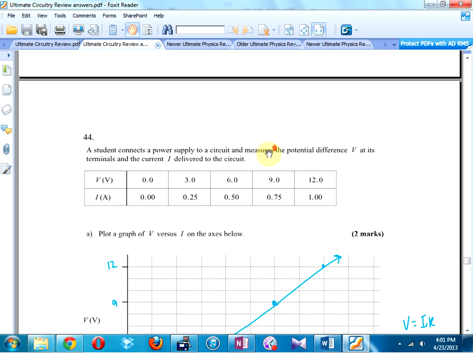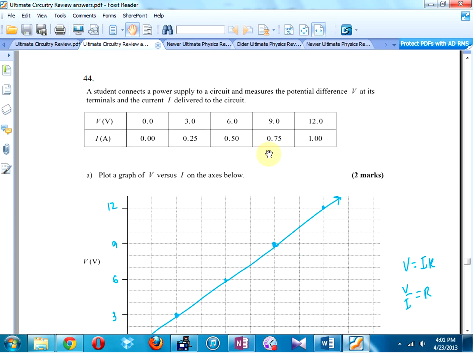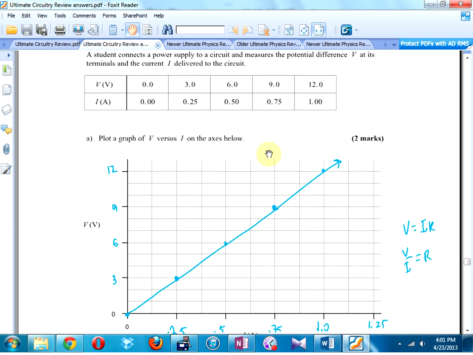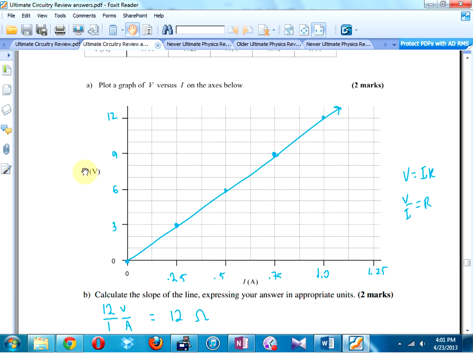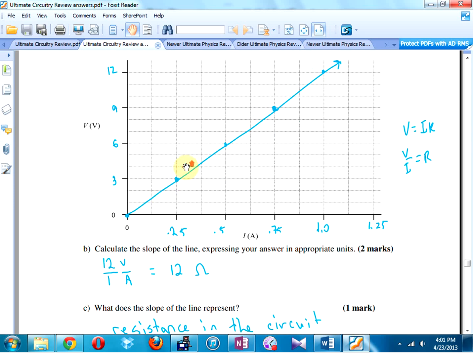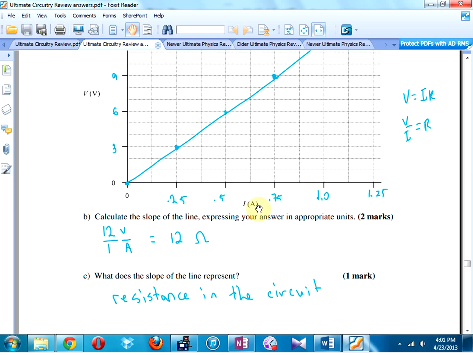By the way, looking at number 44, I talked about ways so you don't have to memorize every single graph. We're graphing voltage on the y-axis, current on the x-axis. They said find the slope. I went rise over run. What does the slope represent? Well, I said it's voltage divided by current. What the heck is V over I? Oh, it's got to be resistance.